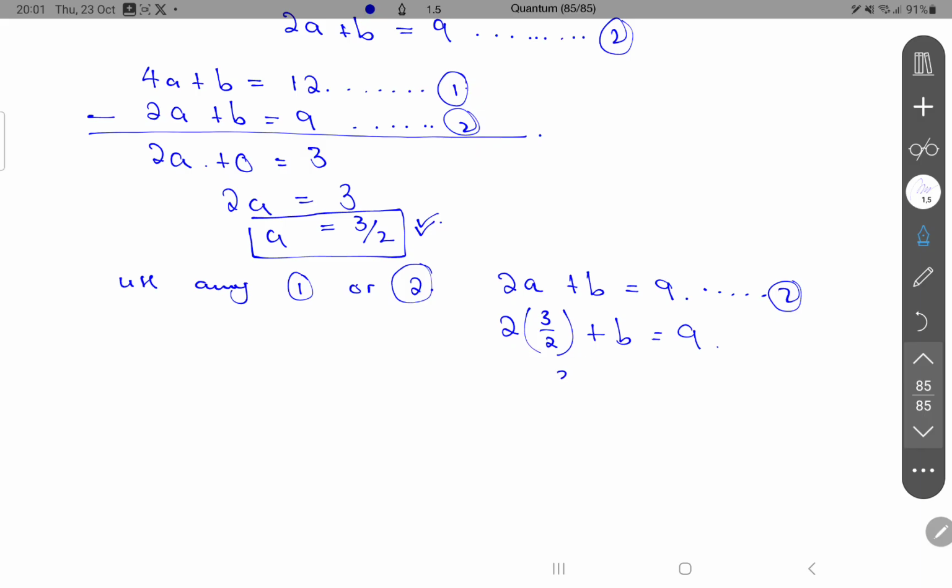So you will get 3 plus b is equal to 9. So b is equal to 9 minus 3. b is equal to 6. So this one is our first answer, which we proved to be 100% correct.